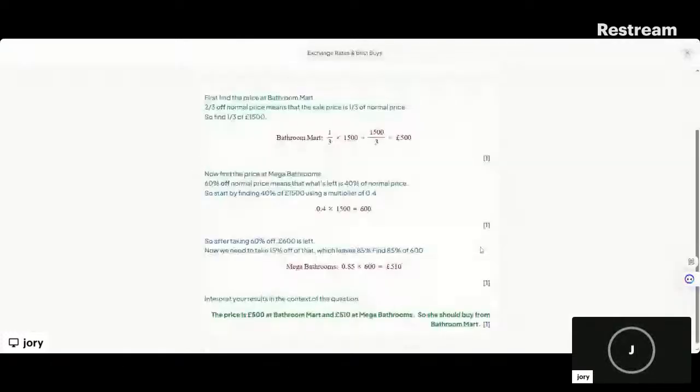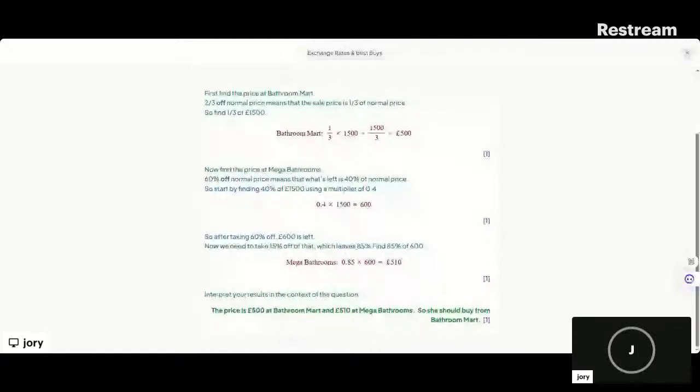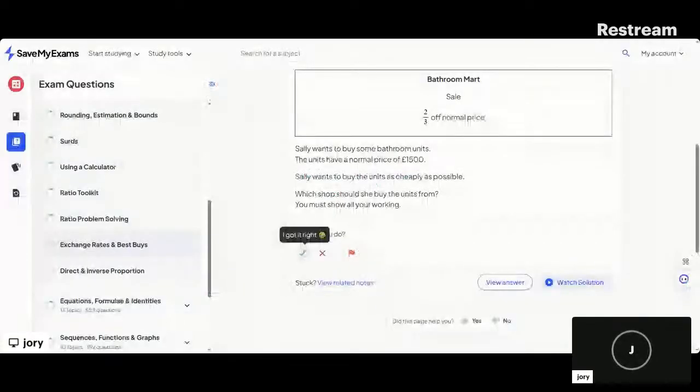It's 4 marks and okay, so she should. Okay, so we got 1 mark for the final answers, and then I did everything right. I just used different steps. I am going to give myself the mark.